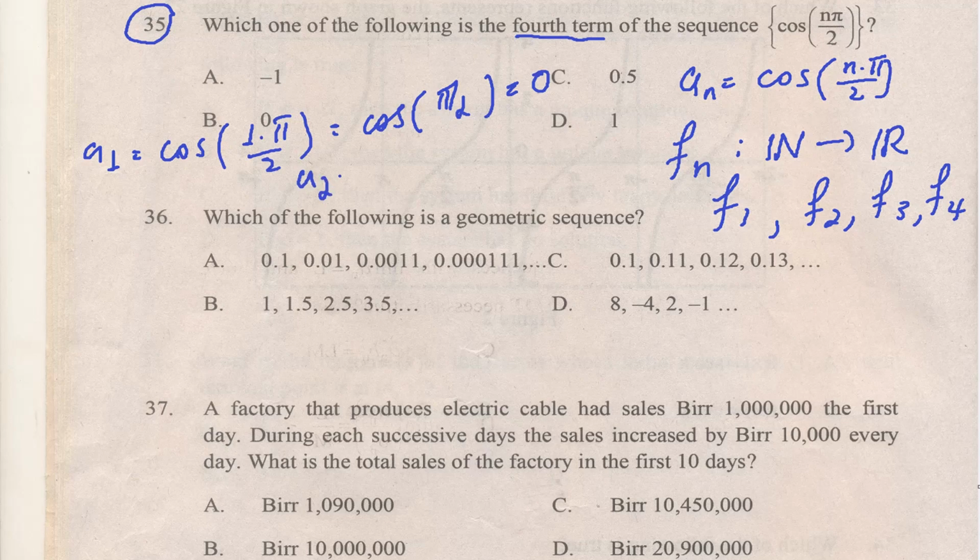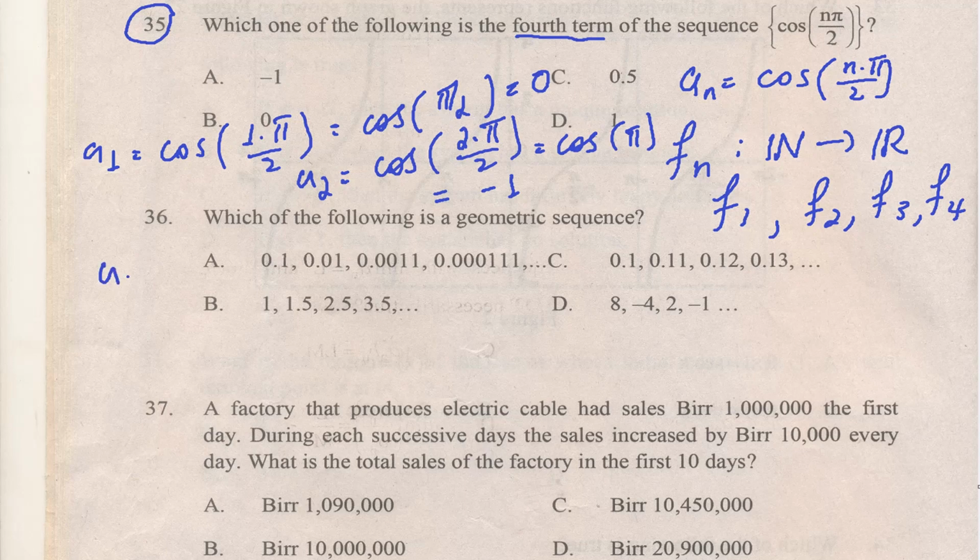The second term a2 will be the cosine of 2 times pi divided by 2. So this will be the cosine of 2 over 2, which is 1. 1 times pi is just pi. Cosine of pi is -1. Second term.